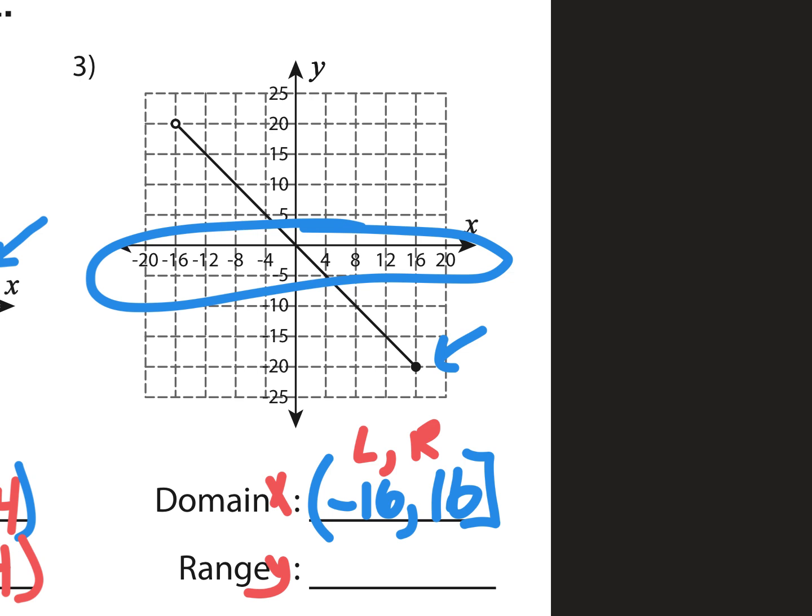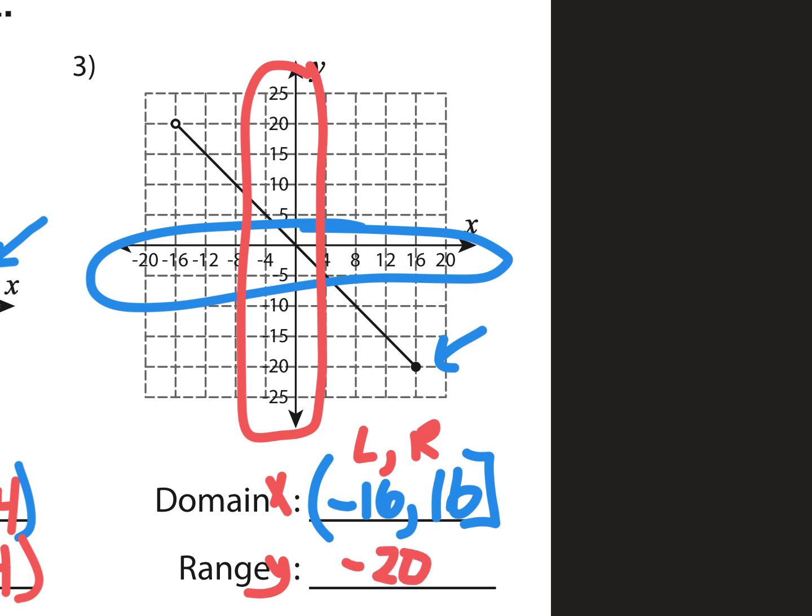Never mind the domain, the range. What's the lowest this function goes? Negative 20. I'm in these numbers now because I'm in the Y's. Okay, go ahead. Negative 20 is correct. That's the lowest it goes. Does it touch there? Yeah. So bracket or parenthesis? Bracket. Highest it goes? 20. And that's up here, so should it be a parenthesis or a bracket? You got it.